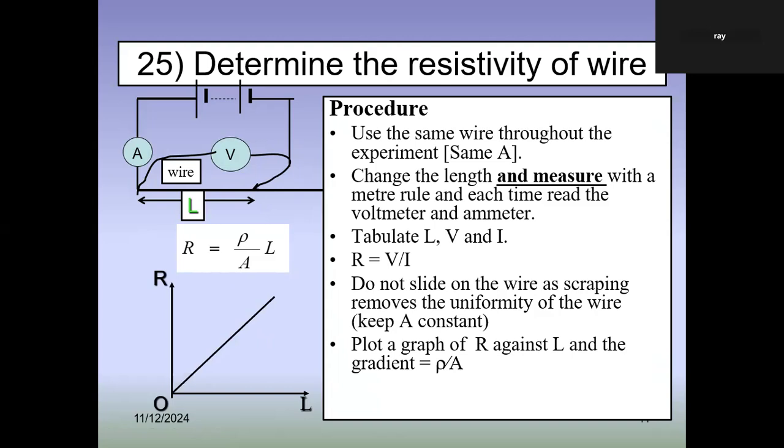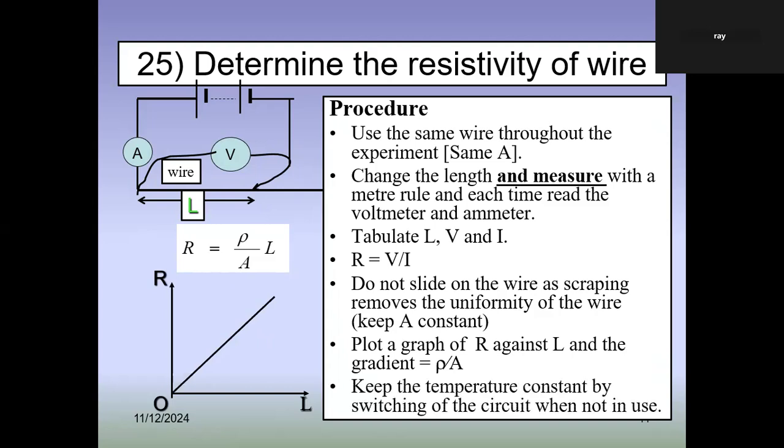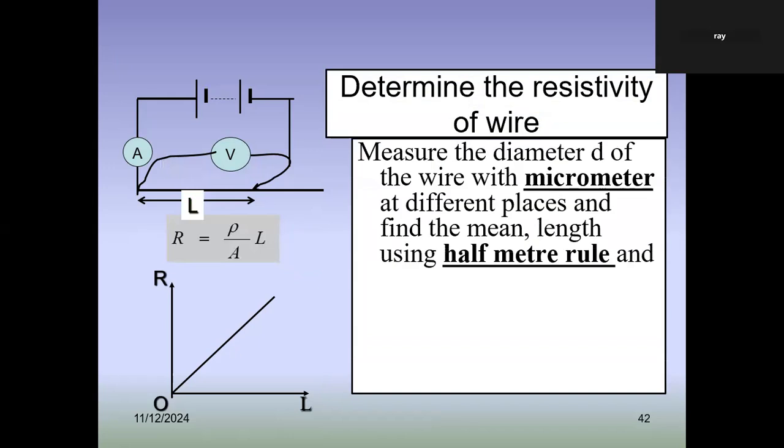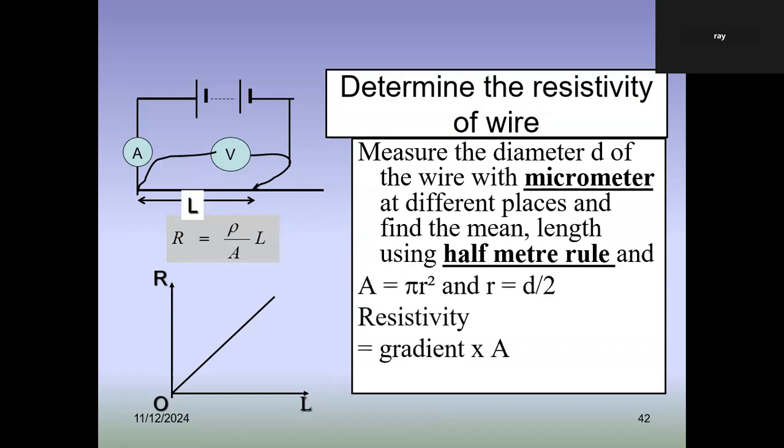Keep the temperature constant by switching off the circuit when not in use. Measure the diameter of the wire using a micrometer, because it's quite thin, at different places, and then find the mean diameter. Measure the length using the half meter rule. Use the formula for cross-sectional area, pi r square. Calculate your cross-sectional area. Then resistivity equals gradient times A.